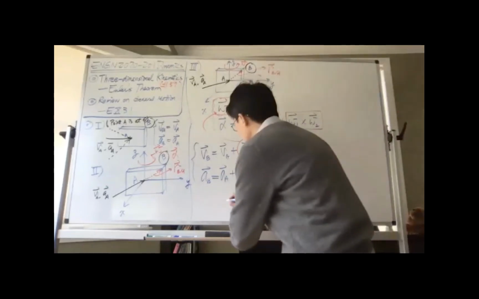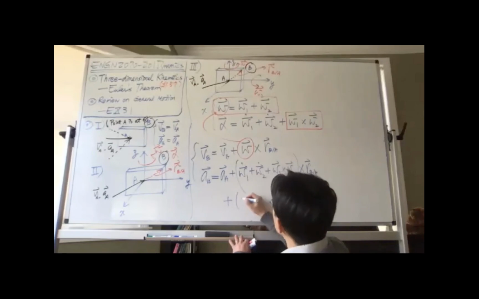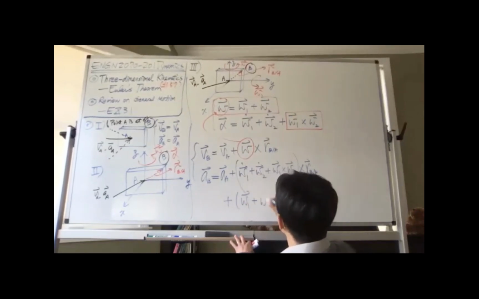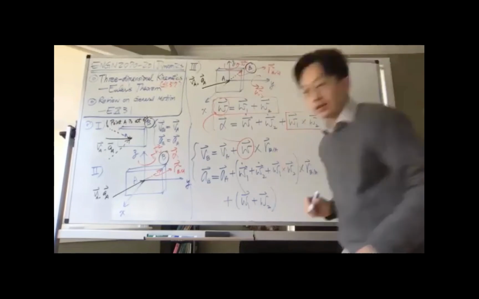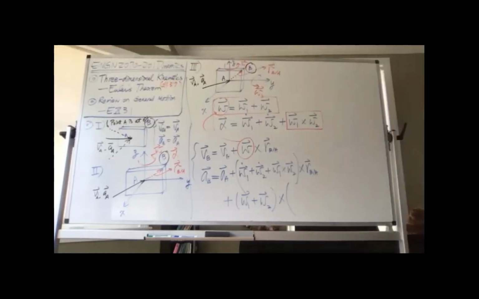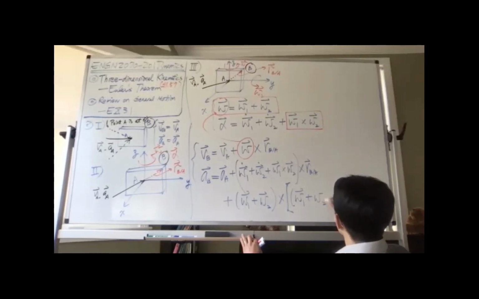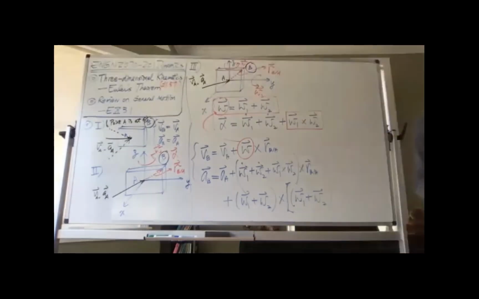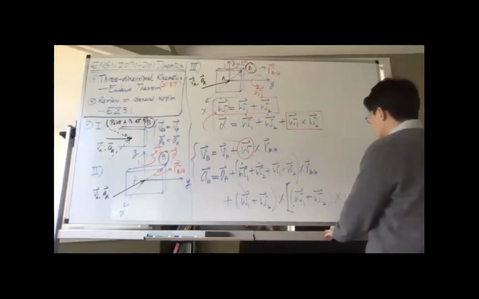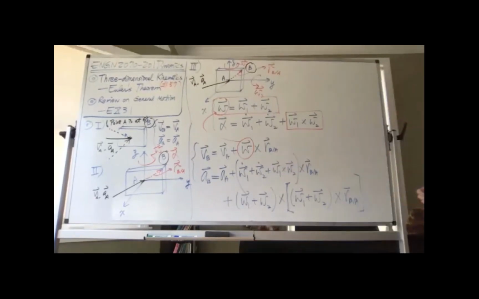And plus the next term, plus omega 1 plus omega 2, put them together, and cross omega 1 plus omega 2 together, and they cross RBA. Becomes this.